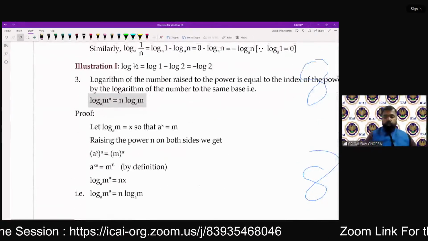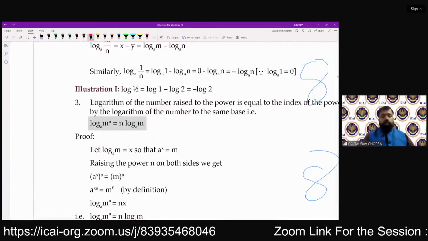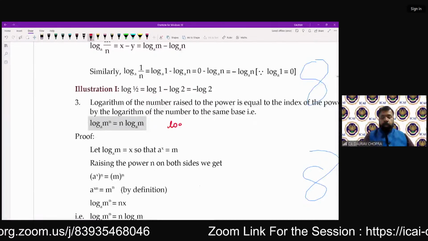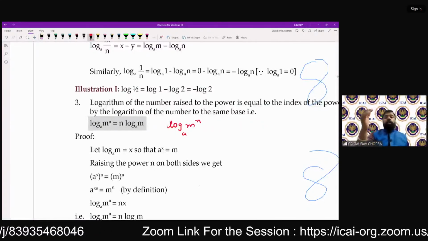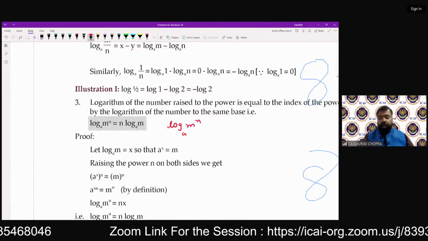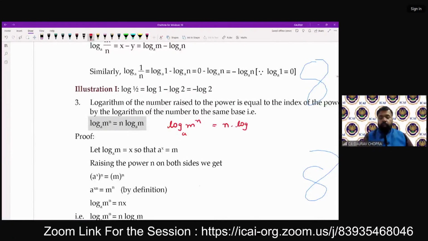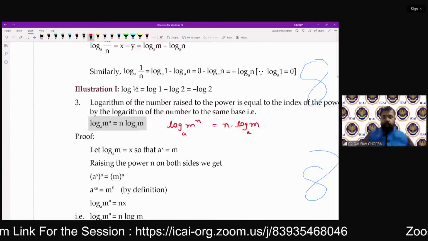Third property is about n log m. So log of m to the power of n with base a. तो जो भी यहाँ पे पावर में है वो जंप करके कहाँ जाएगा? आगे आ जाएगा. So it will be n log of m base a. The power will jump forward.